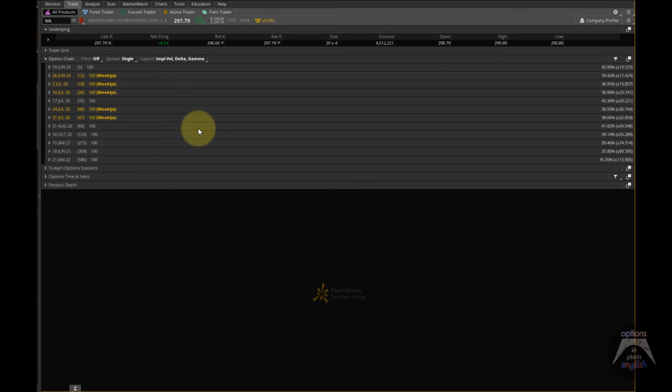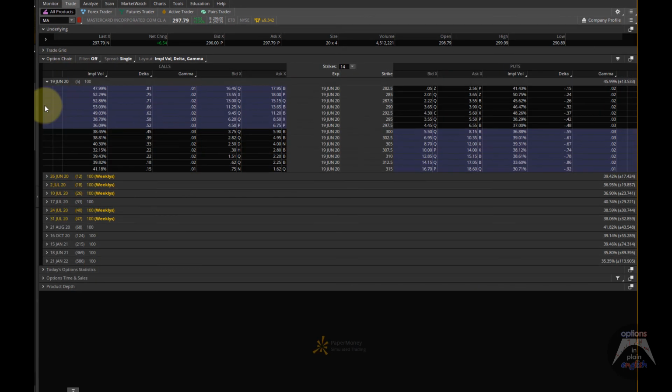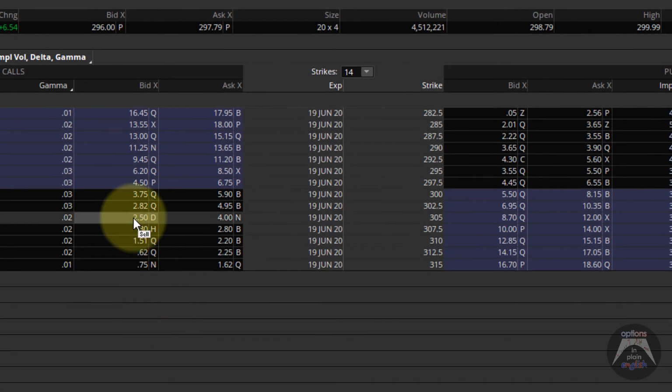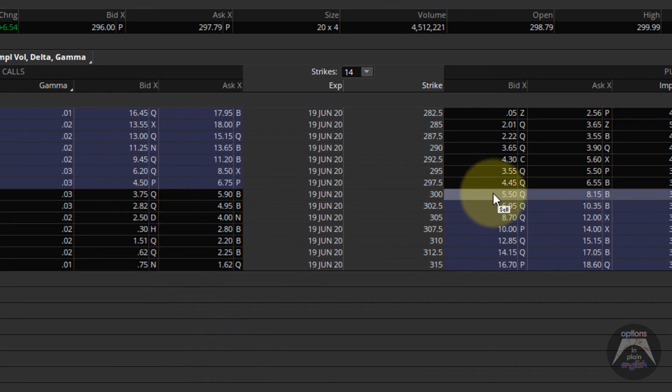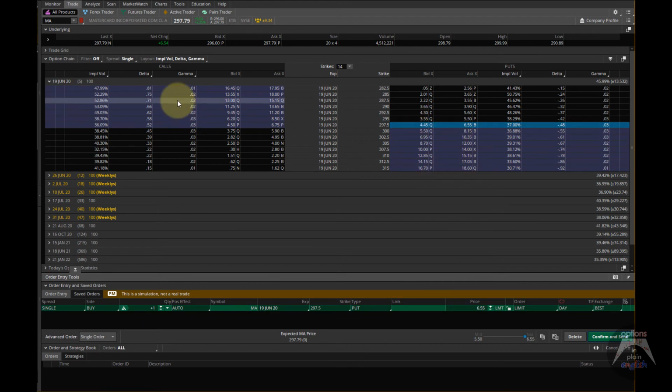We're going to come to the platform and we're going to take a look at MasterCard. MA is the symbol, and I'm going to open up the 19th of June expiration. So we have 5 days to expiration. Okay. So last time for theta, we thought about calls, and in this case, I'm going to go with puts. So I'm going to buy a put, and then I'm going to sell a put. Okay. So I'm going to go here to buy the 297.5. I'm buying the at the money put, okay?